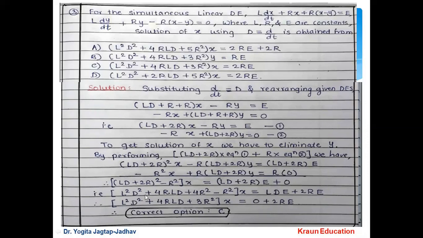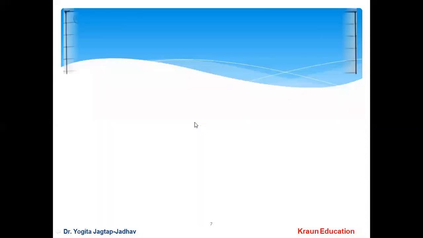And on the left-hand side, we have the first term L²D² plus 4RLD plus 4R² minus R² becoming 3R², operating on x equal to 2RE. Therefore, option C is correct.